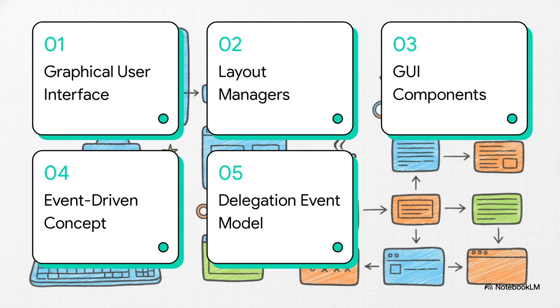Okay, here's our roadmap for today. We're going to cover 1. The graphical user interface, 2. Organizing with layout managers, 3. Interactive GUI components, 4. The event-driven concept, and 5. The delegation-based event model. Basically, we're zooming all the way in from the macro-level interface you see on screen right down to the invisible micro-level engine running the whole show.